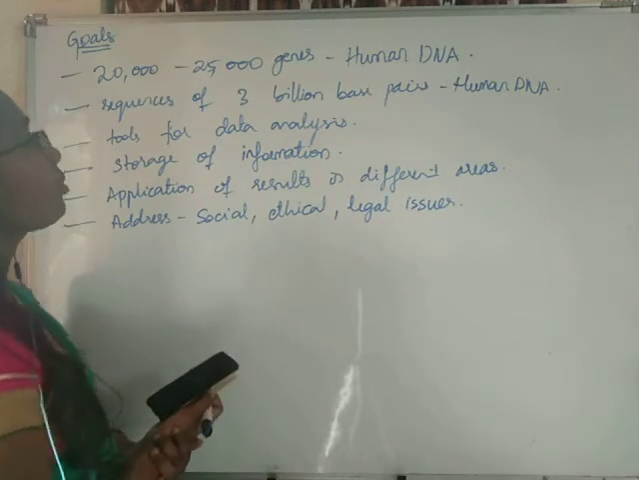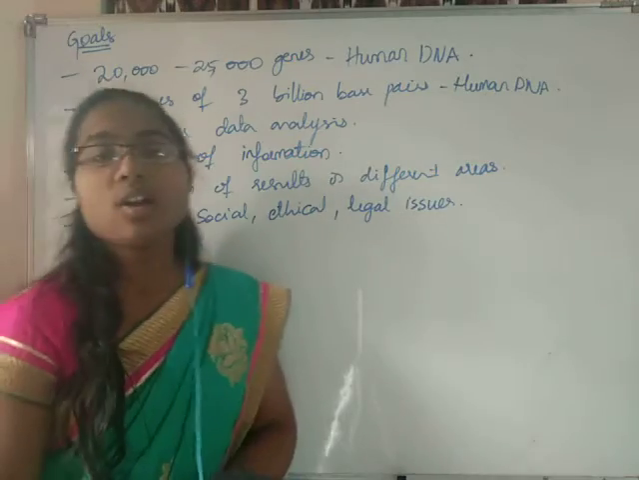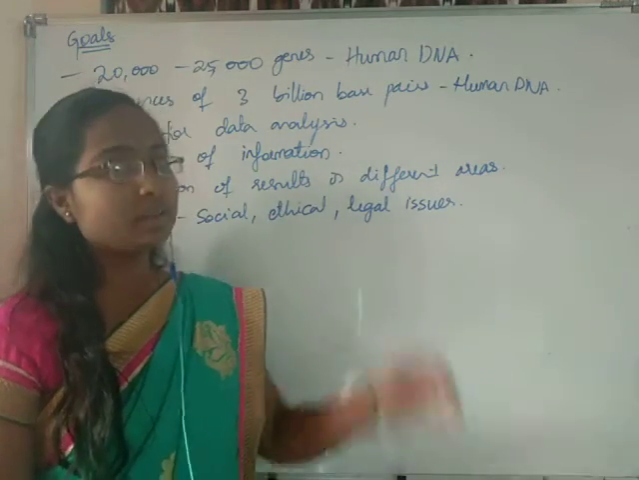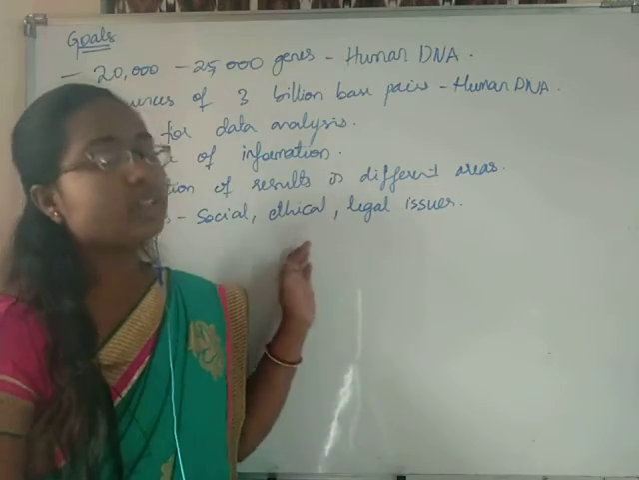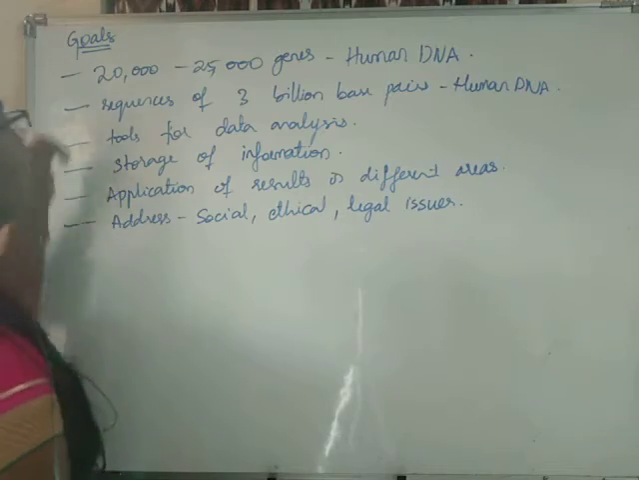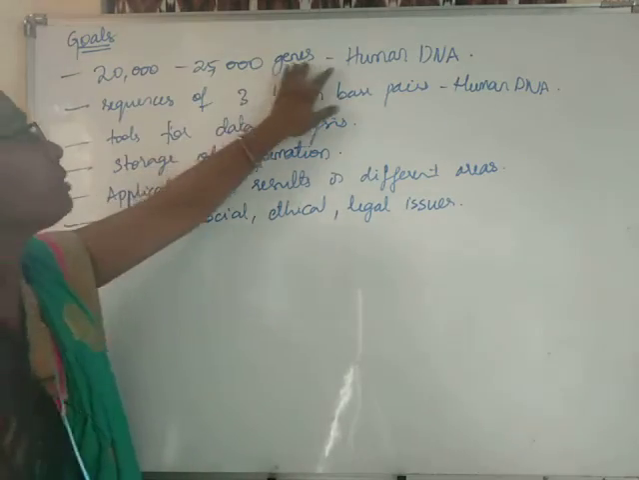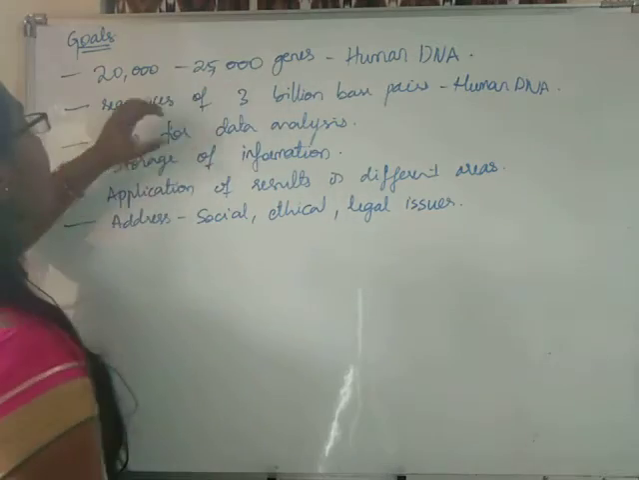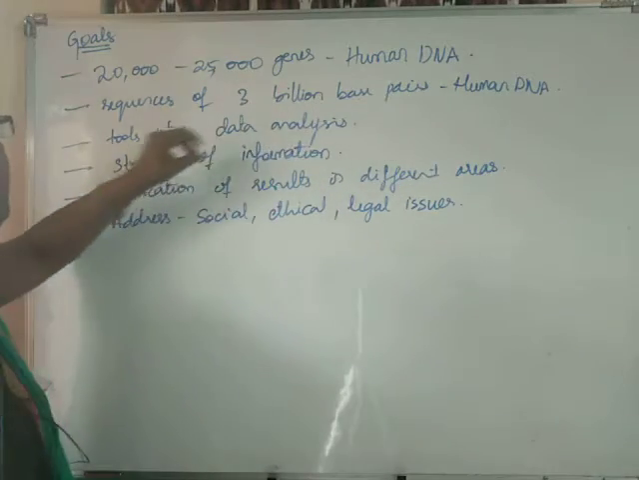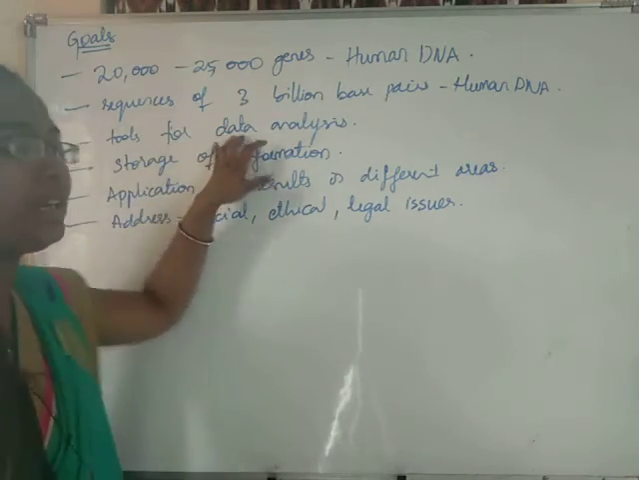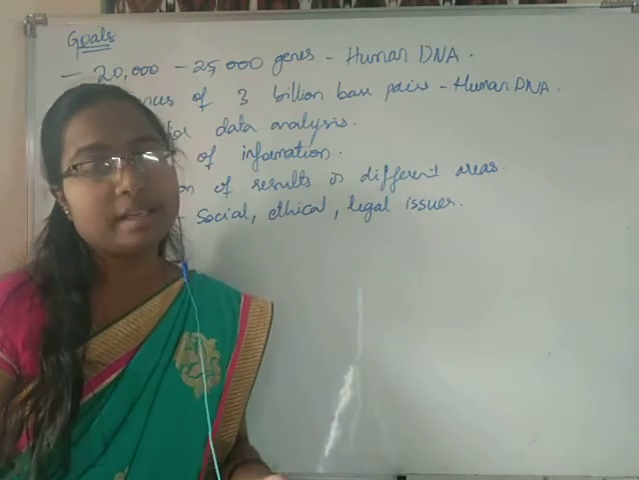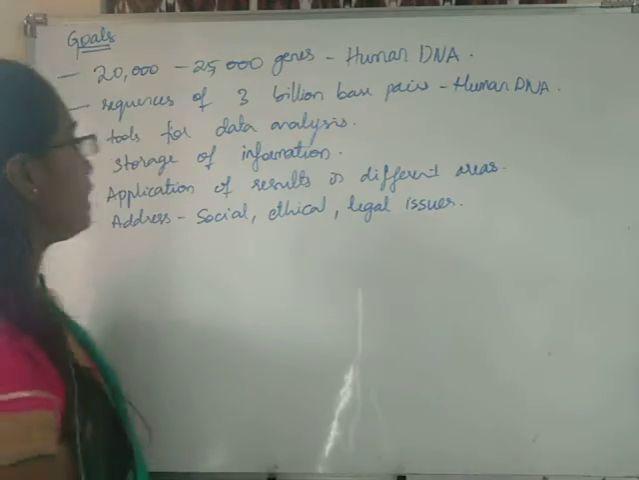What were the goals of Human Genome Project? These are just goals. Before actually executing the project, some goals will be set up, students. So, the 20,000 to 25,000 genes present in the human DNA have to be known. Sequences of 3 billion base pairs present in the human DNA have to be identified. Tools for data analysis should be developed, because we have to identify how we are going to identify these nucleotide bases.